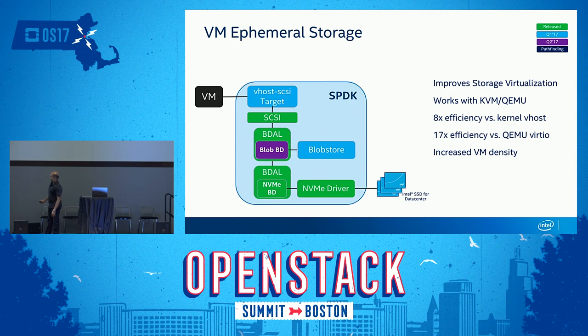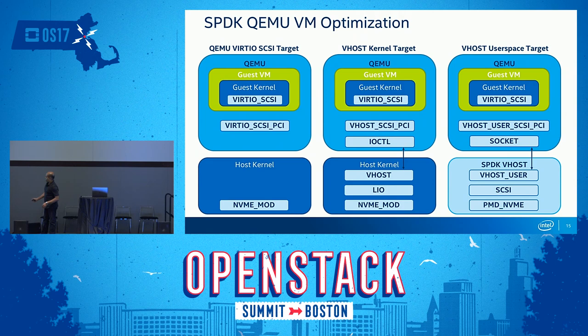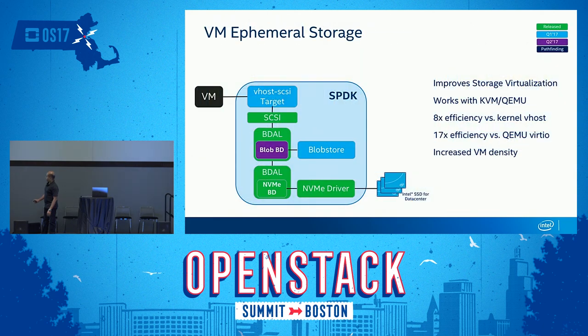Some statistics: with this model, we were able to get 8x better efficiency compared to traditional kernel-based models. If you look at QEMU VirtIO, let me go back to the picture here. Going from VirtIO to vHost, you get about a 5 to 6x benefit. But going from the kernel to the SPDK model, we have seen an 8 to 17x benefit over the traditional VM access model. This part is very important, because no matter how fast your storage stack is, remote or local, if your virtual machine cannot access all the available IOPS, you're throwing away money, basically.